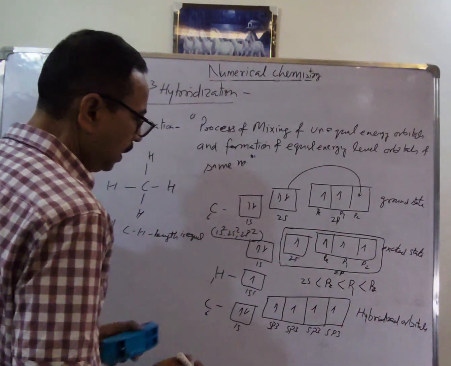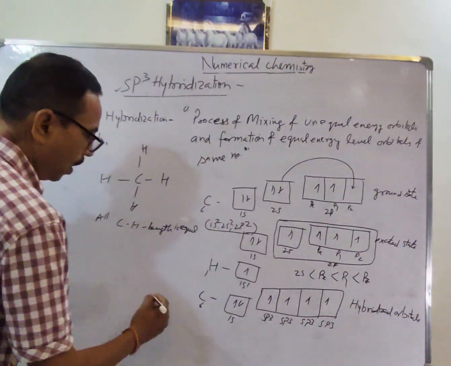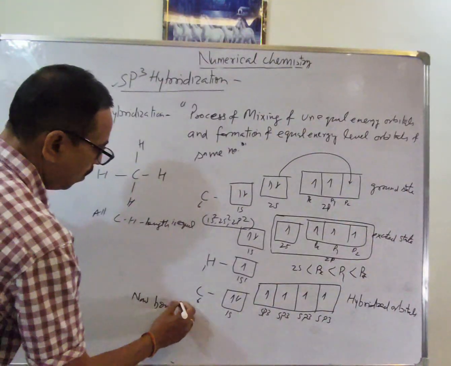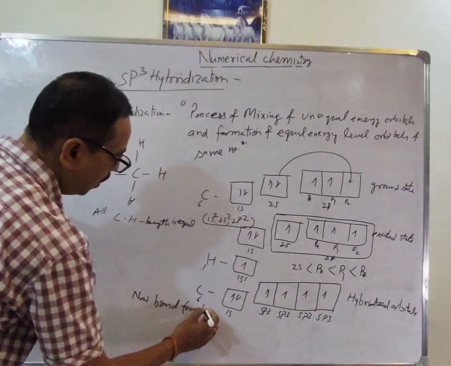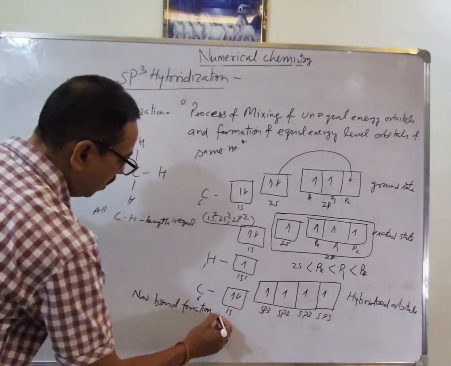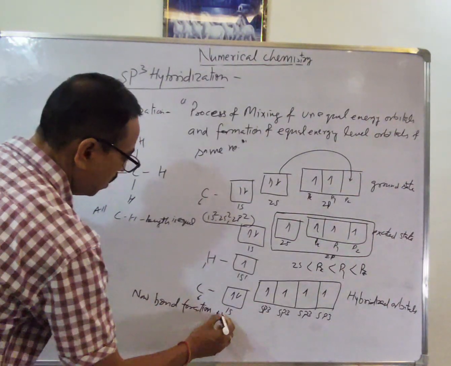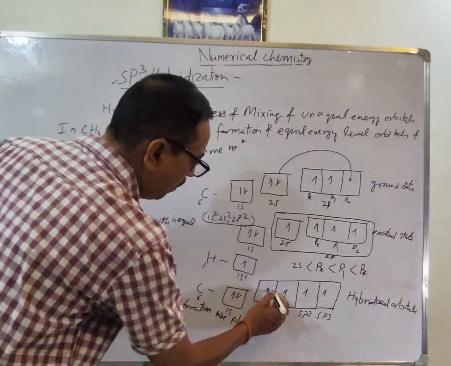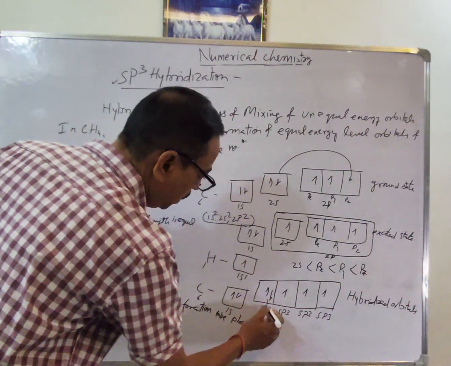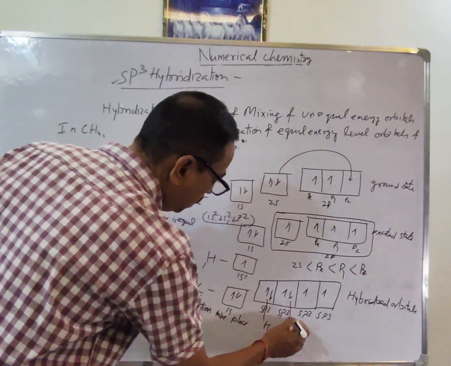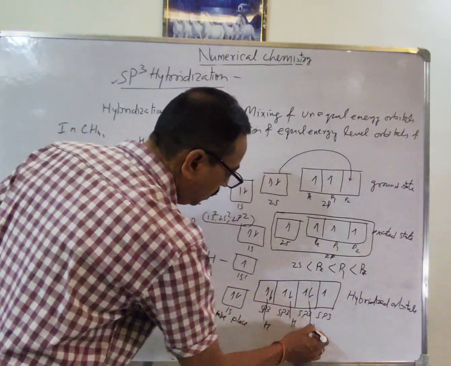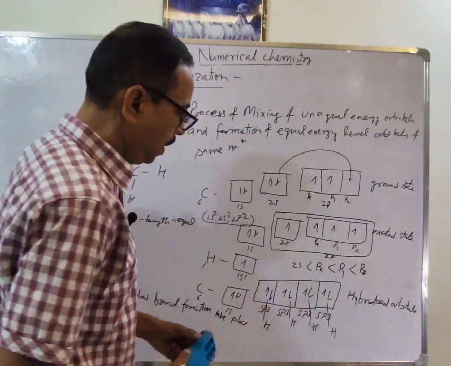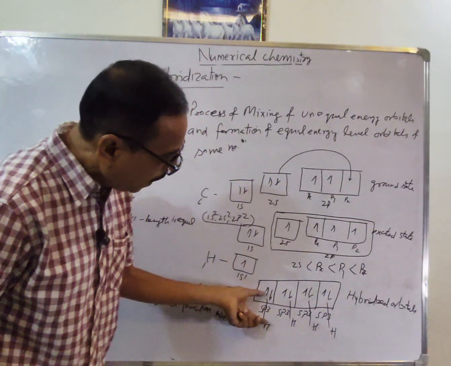So we see here, now bond formation takes place. Now this hydrogen comes and this electron has reverse spin. This is hydrogen, this is hydrogen, this is hydrogen, this is hydrogen. So the bond is formed. CH4 bond.